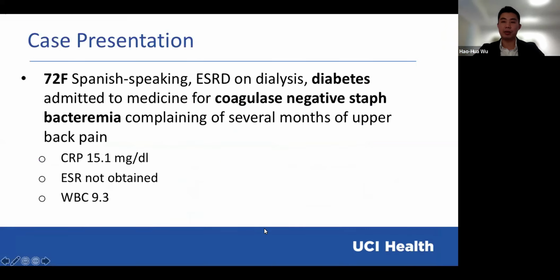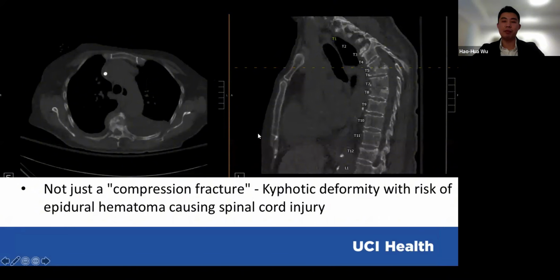So now I'm going to go back to our case presentation, now that we're armed with the knowledge of what to look for regarding potential failure of non-operative treatment options for spinal epidural abscess. If we look at this patient who's 72, is diabetic, is bacteremic, and has these lab values, we may look at this picture in a different light.